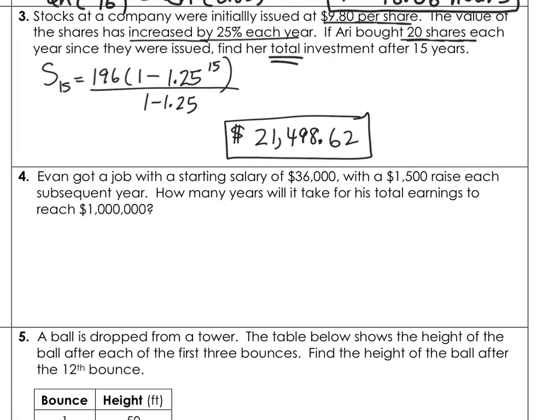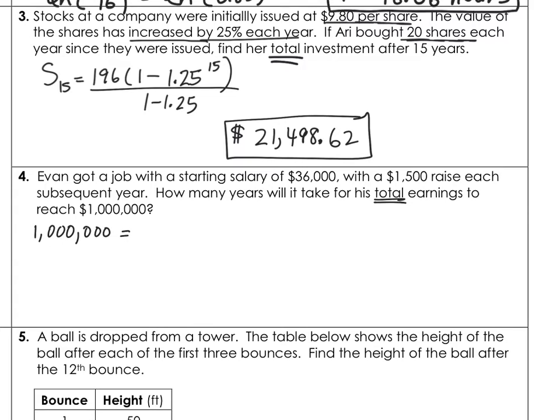Evan got a job, starting salary of $36,000. He gets a $1,500 raise each subsequent year. How many years will it take for his total earnings to reach $1 million? Okay, so total earnings means the sum. So he's not getting $1 million in 1 year, obviously. So what is the sum for $1 million? Like how long? So we're solving for n here.